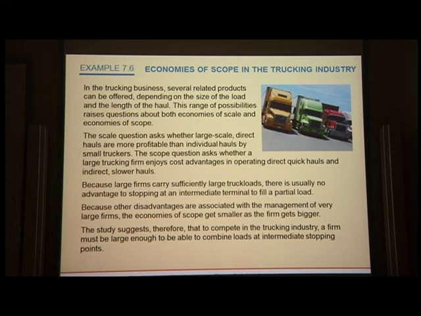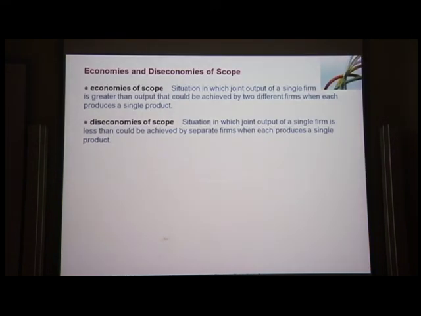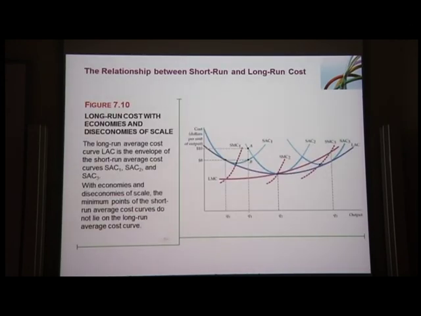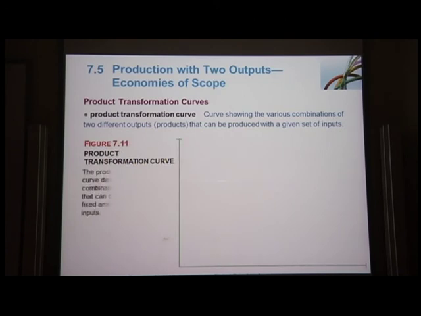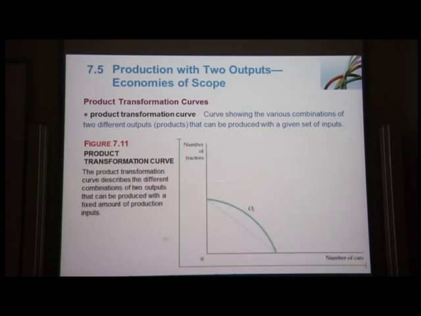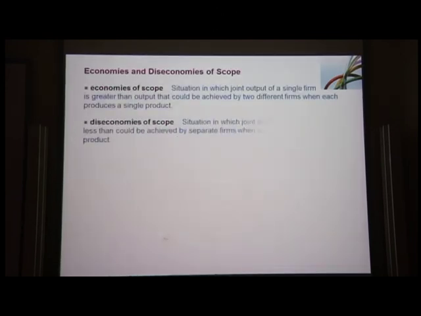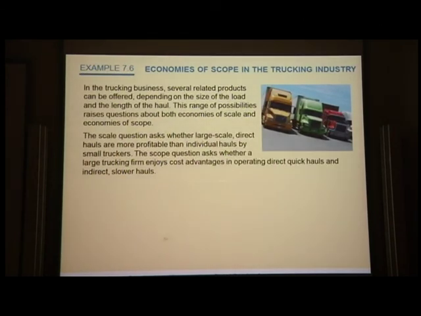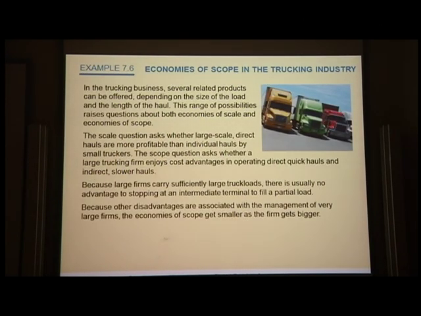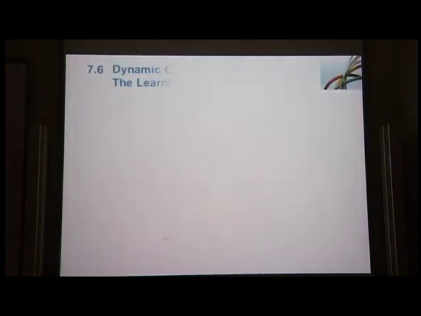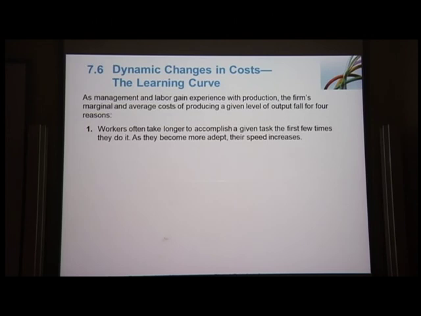Okay, and then we went to economies of scale and diseconomies of scale, and we looked at the relationship between short run and long run cost. Then we looked at production with two outputs, where new terminology came in and a new curve, the product transformation curve, and then we looked at economies of scope and diseconomies of scope. So up till there, that is important in terms of the semester test and also the exam. 7.6, like I said, is not required in terms of the learning curve.